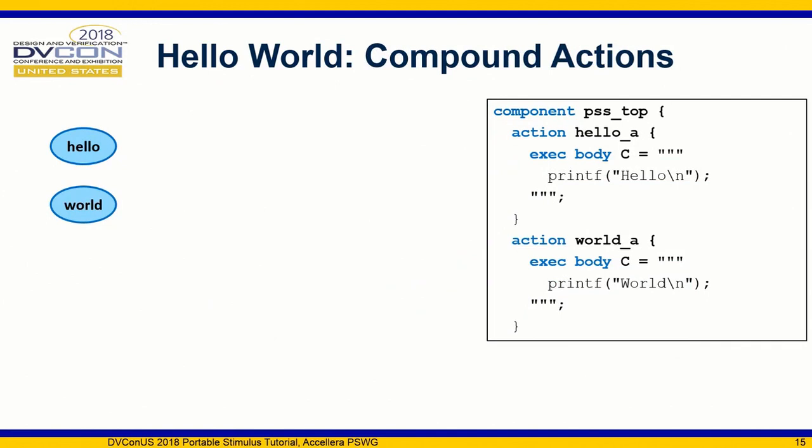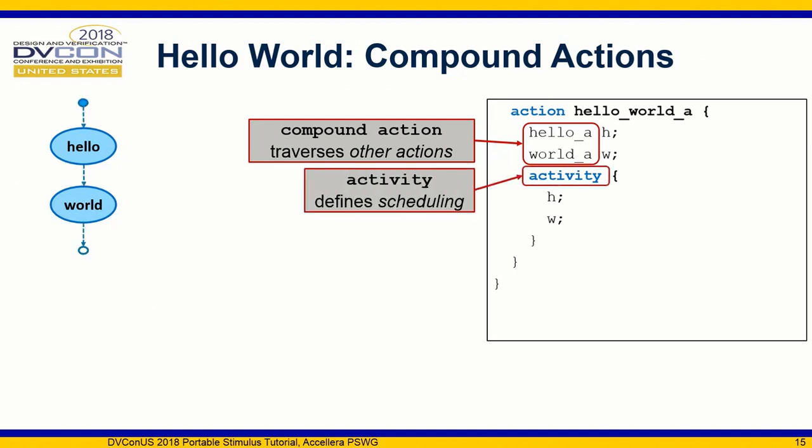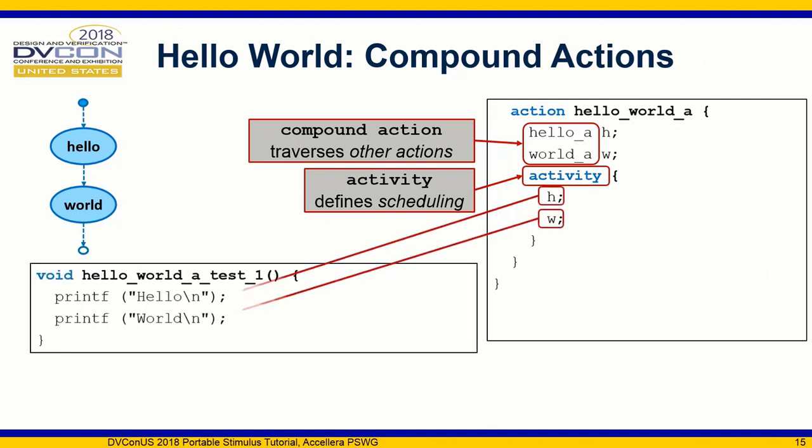The next thing we have is compound action. So you want to be able to build up behaviors from other behaviors. So we're going to break that out into 2 different actions, one that says hello, one that says world. They each have their own exec block. And then we're going to create what we call a compound action, which says, okay, I have a hello action and a world action, and I'm going to create an activity which schedules those behaviors so that I say hello world and not world hello. And when I go and generate the code, and in this case I generate C code, I'm going to print hello, and then I'm going to print world.